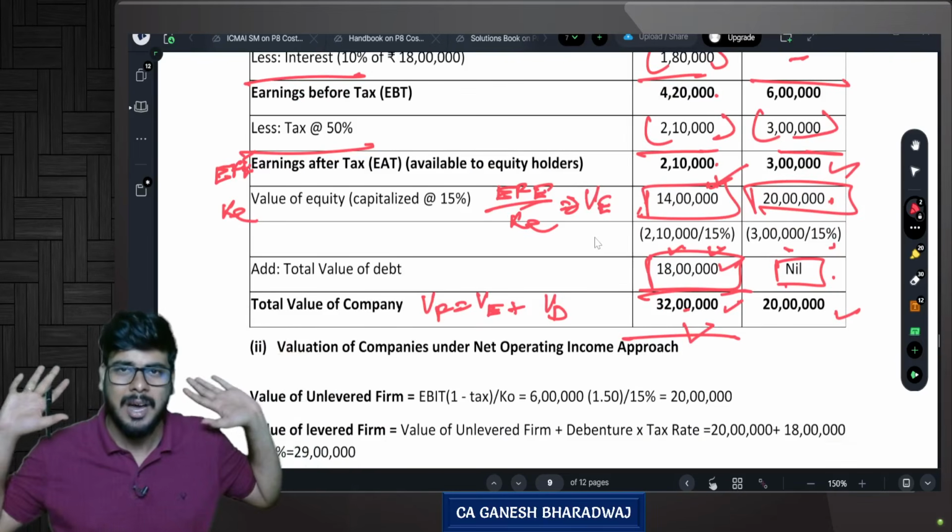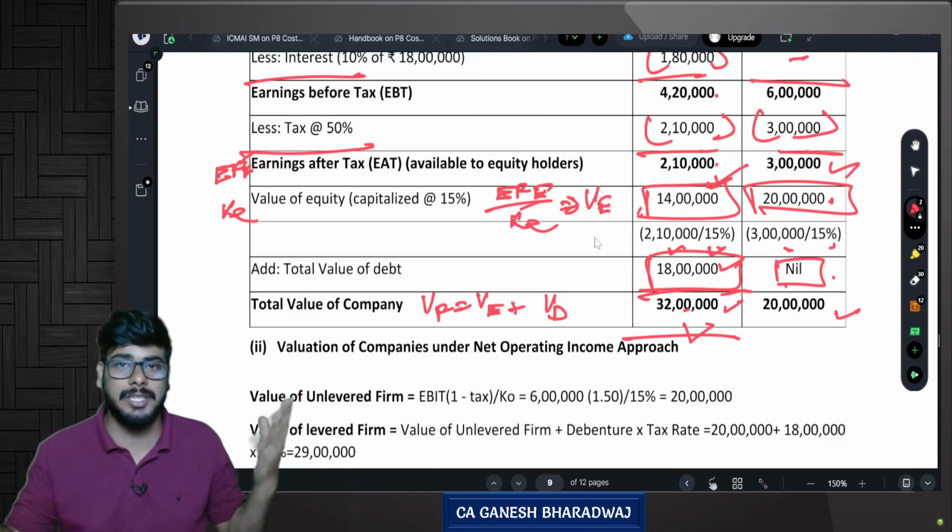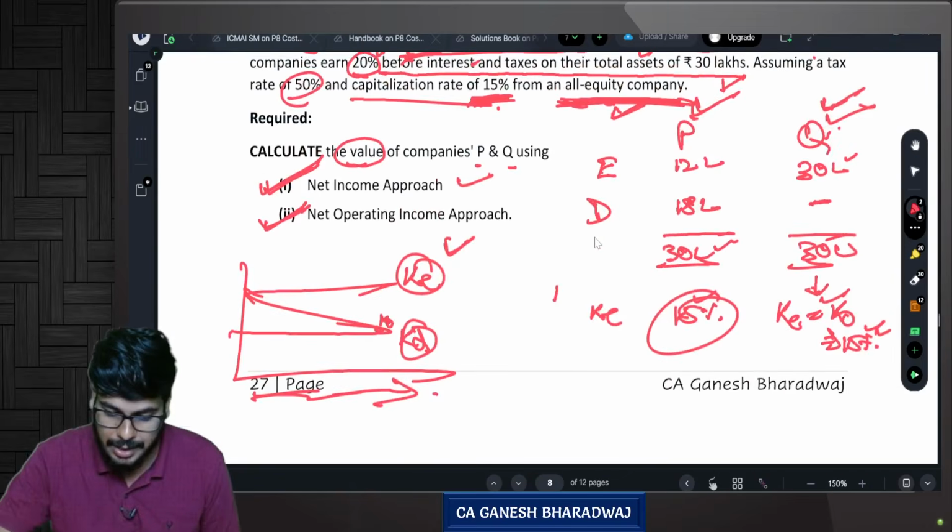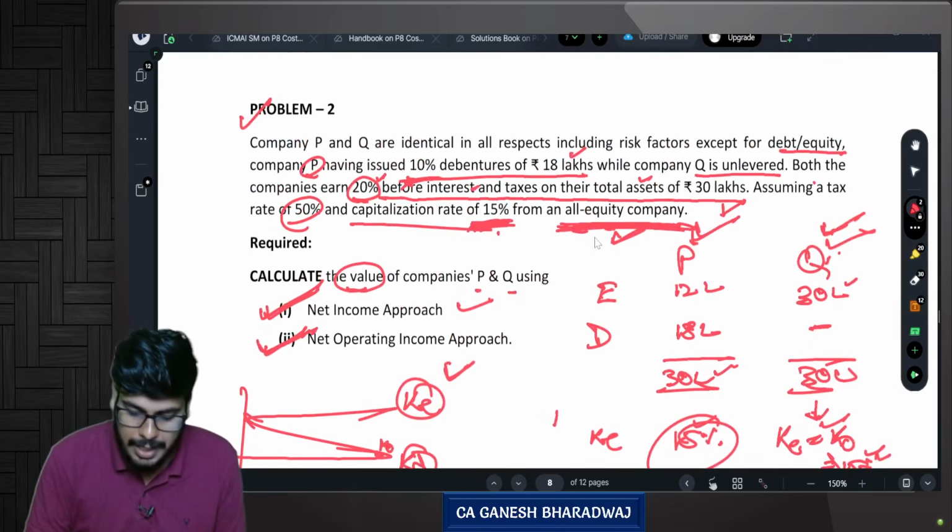As simple as that. Are you clear with this? Where is the problem in this case? Are you clear with this? Next. Net operating income, they are asking.